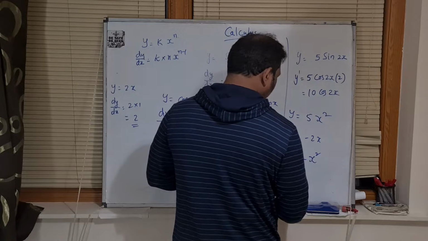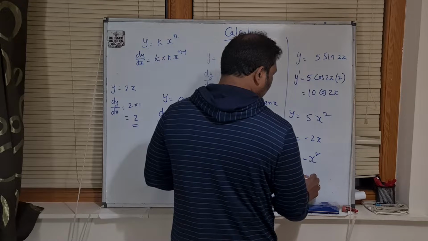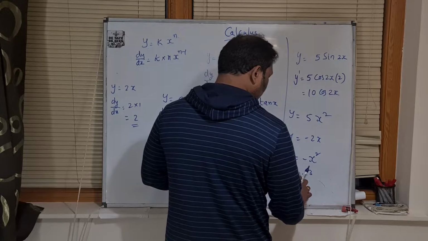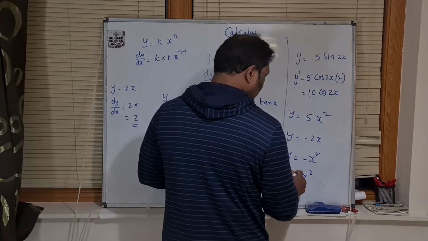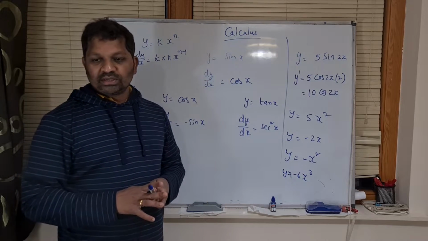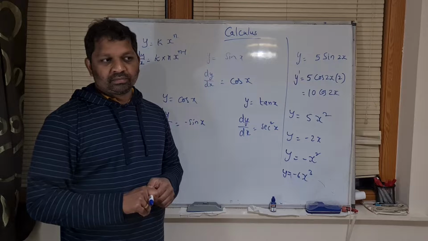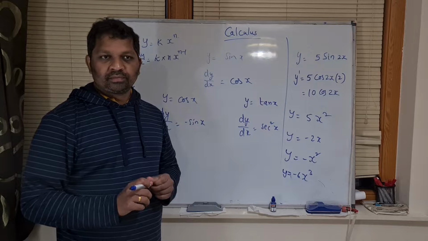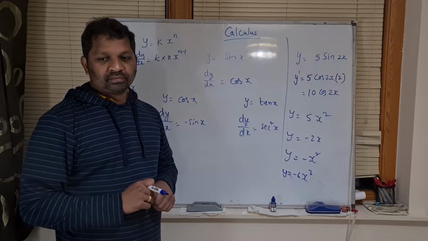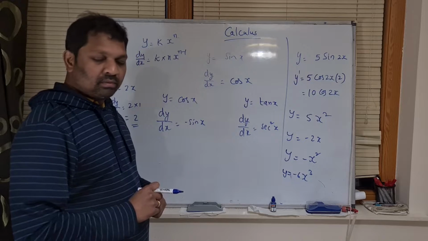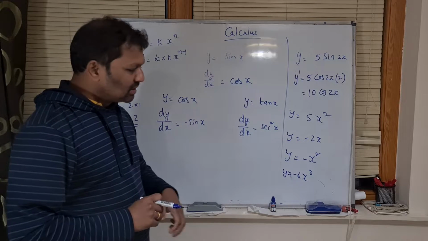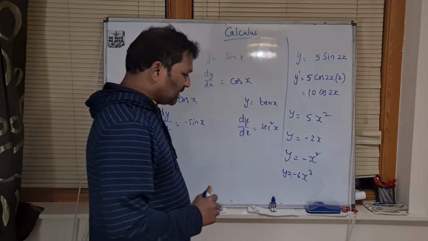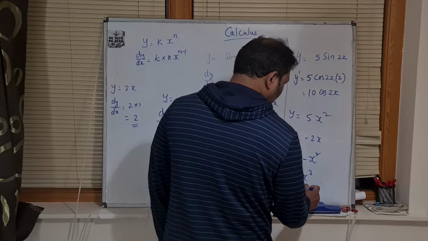Okay. So y is equal to minus 6x cubed. What is the differentiation of it? Minus 18x squared. Minus 6 times 3x squared. The power will come as a multiplier here. Minus 6 times 3x squared, yeah, minus 18x squared.